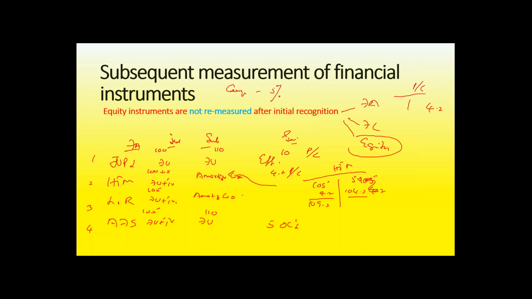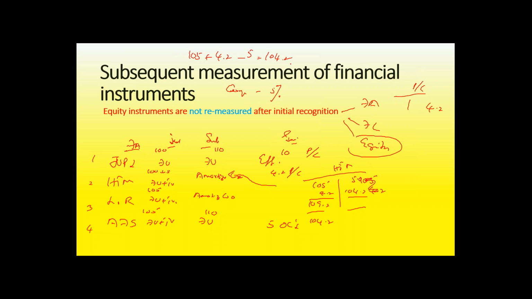So where held to maturity was 109.2, it's now 109.2 minus 5, 104.2. Now it will appear for the next year as 104.2. Originally we had 105. So what we did was we added the effective interest 4.2, deducted the 5, and we show it as 104.2. So 105 plus 4.2 minus 5. And this goes again to P&L.